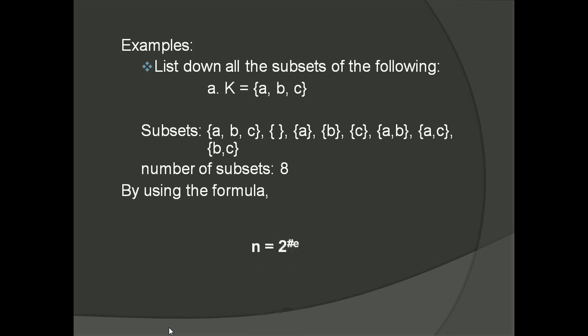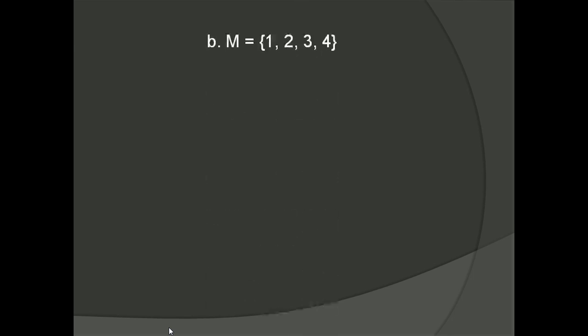By using the formula, n = 2^e, n = 2^3, and n = 2 times 2 times 2, and n = 8. Another example, M has elements 1, 2, 3, and 4.